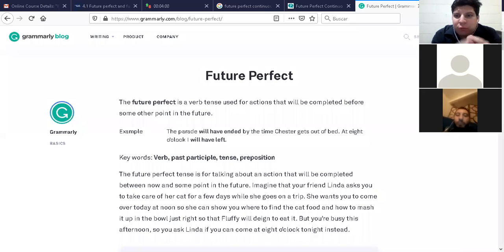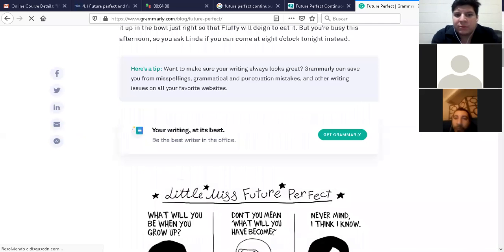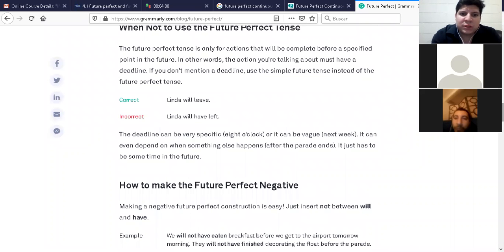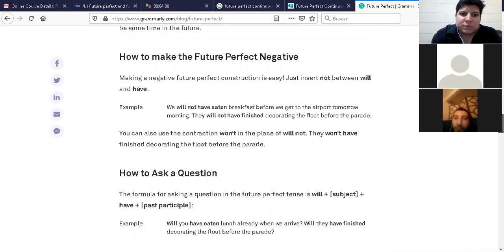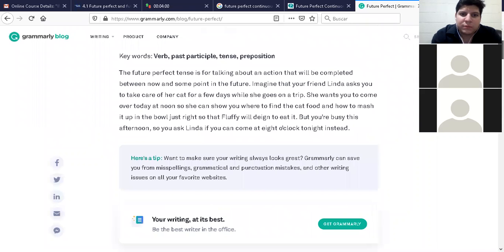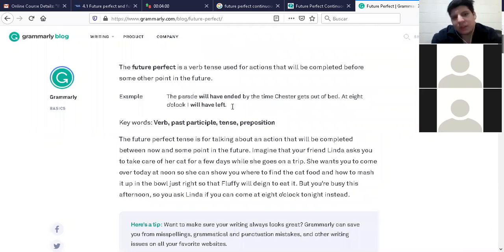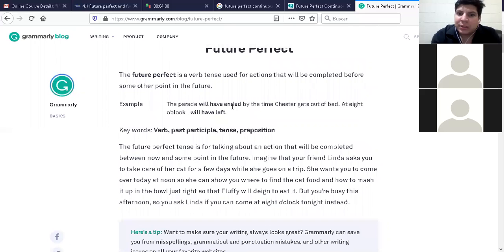All right, so recapping, guys, future perfect is a verb tense used for actions that will be completed before some other time in the future. The example we have right here: the parade will have ended by the time Chester gets out of bed at 8 o'clock.